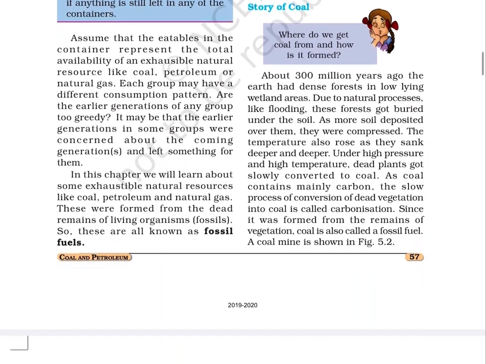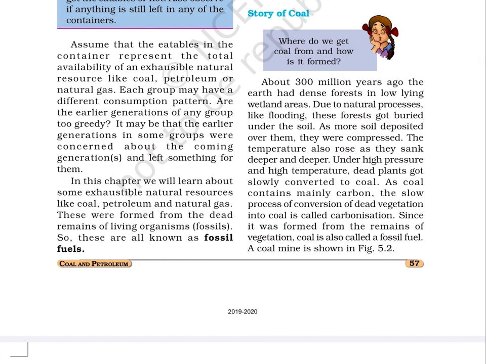About 300 million years ago, the earth had dense forests in low-lying wetland areas. Due to natural processes like flooding, these forests got buried under the soil. As more soil deposited over them, they were compressed. The temperature also rose as they sank deeper and deeper. Under high pressure and high temperature, dead plants got slowly converted to coal.